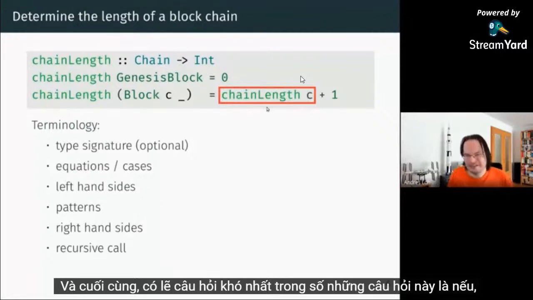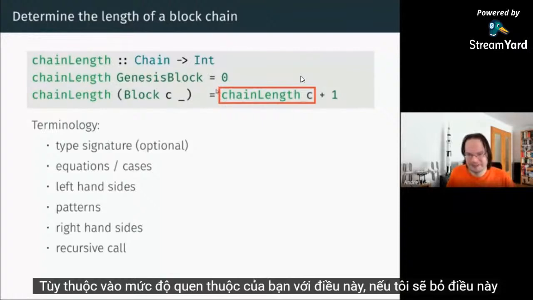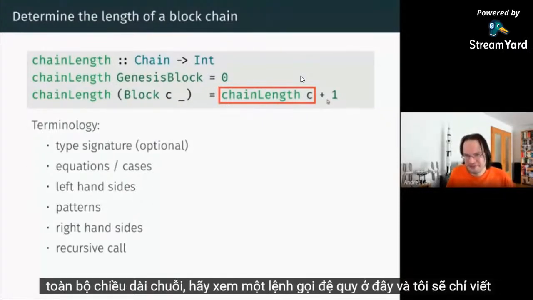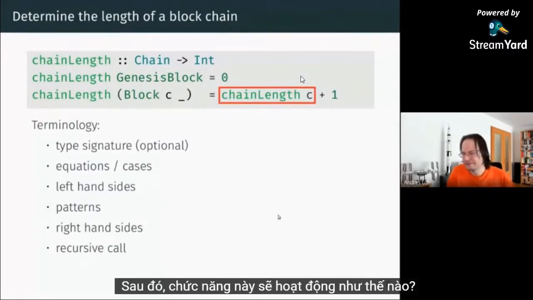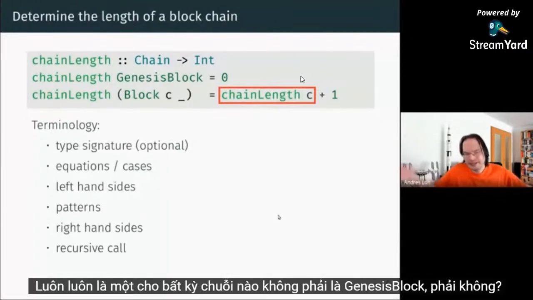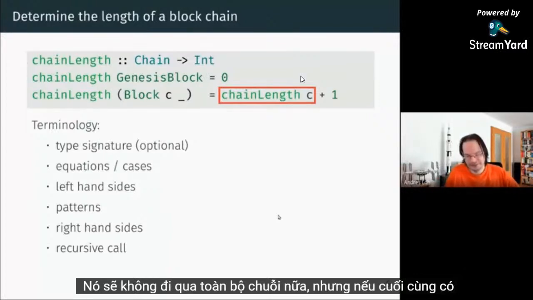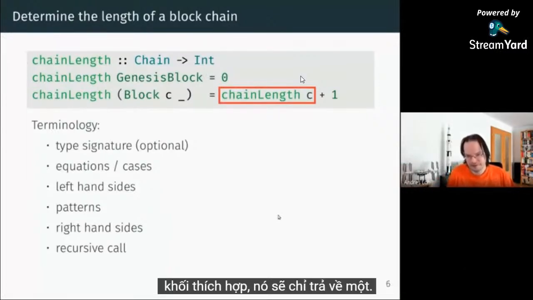And then finally, perhaps the hardest of these questions, depending on how familiar you are with this: what if I would drop this whole chain length C recursive call here, and I would just write the second case to be equals 1, then how would this function behave? It would then return 0 for the genesis block and always 1 for any chain that is not the genesis block, right? It would not traverse the entire chain anymore, but if there is at least one proper block, it would just return 1 if you drop the whole recursive call here.